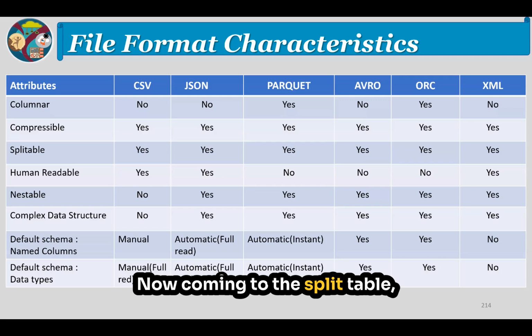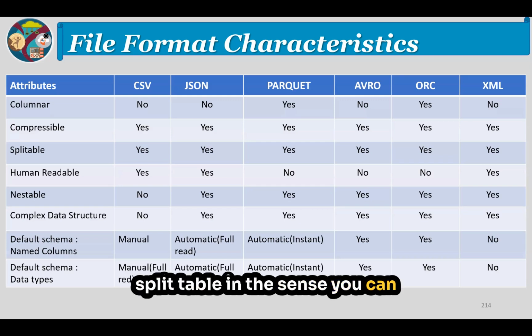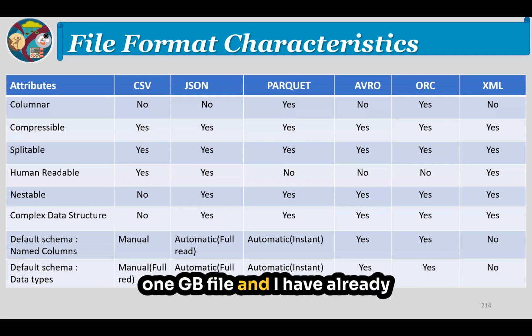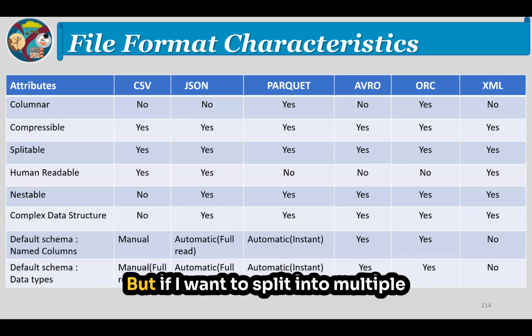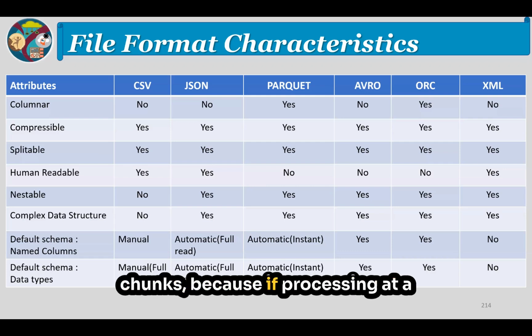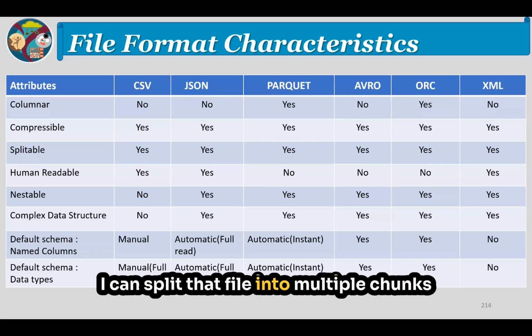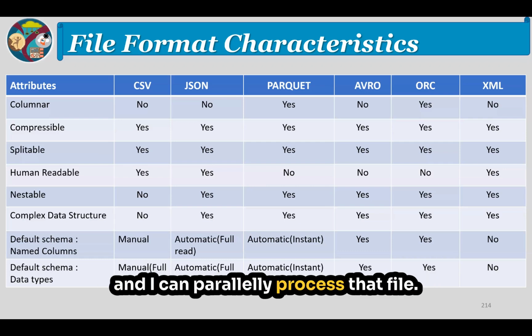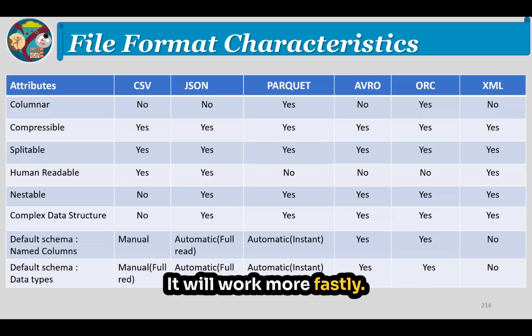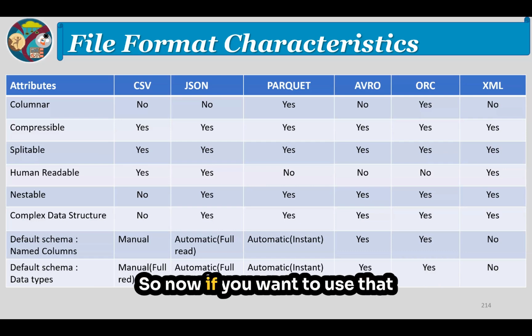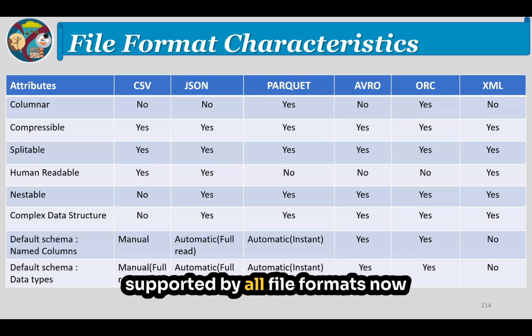Now coming to splittable. Splittable means you can split that file into multiple chunks if you want. For example, I have a 1 GB file that I have already compressed and stored. But if I am processing a 100 GB file at a time, instead of that, I can split the file into multiple chunks and process it in parallel. It will work much faster. That is the best approach recommended by Snowflake also. This functionality is supported by all file formats.